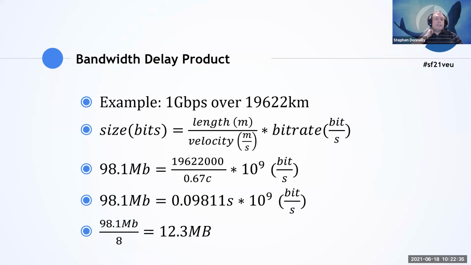But this number that we've come up with is also referred to as a bandwidth delay product. And you can see why. It's the combination of the bandwidth, which is 1 gigabit per second, and the delay, or how long it takes to send the data through the network path, which in this case is just fiber, is about 100 milliseconds.